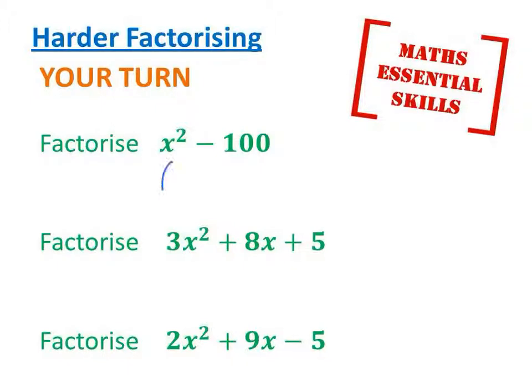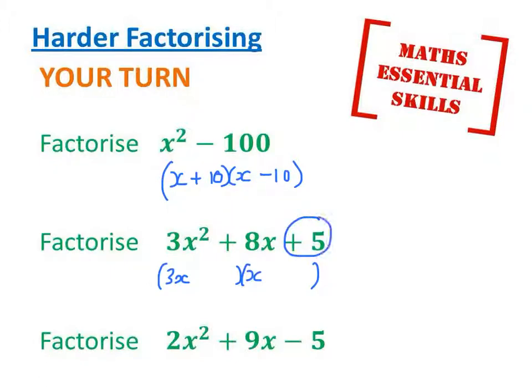Okay, the top one's that special type of question, x plus 10 and x minus 10. The second one I know is going to be a 3x in the first part and an x in the second part. Again, I'm looking for numbers which multiply to make positive 5, so that's 5 and 1 and 5. And trial and error allows me to work out that it's this way round.